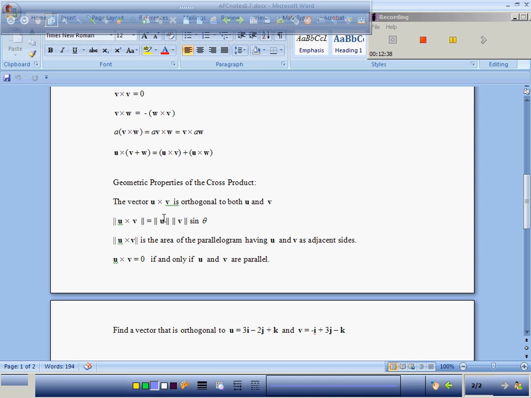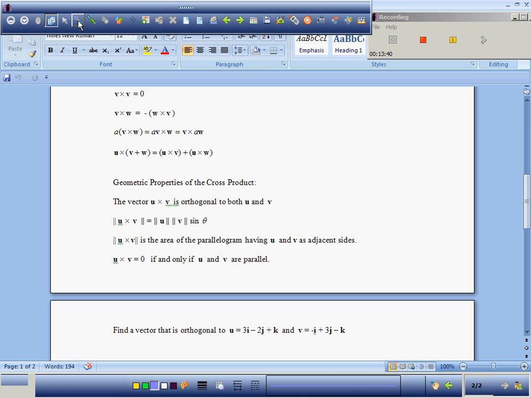And U cross V has a magnitude equal to the magnitude of U times the magnitude of V times the sine of theta, and that's another way that you could find the angle between two vectors, okay? But it's more complicated than using the dot product. We already have a formula for the dot product, but you could use this to find the angle between two vectors. And then the magnitude of U cross V is the area of a parallelogram having U and V as adjacent sides.